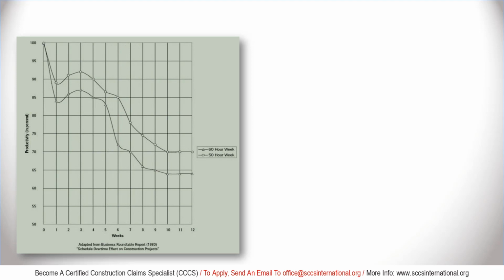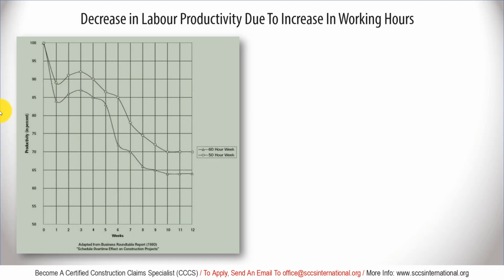This graph is taken from the Business Roundtable report from 1980. Here, the x-axis shows the time period in weeks, and the y-axis details the productivity as a percentage. It clearly shows that there is a loss in productivity when the working week is increased from 50 hours to 60 hours.